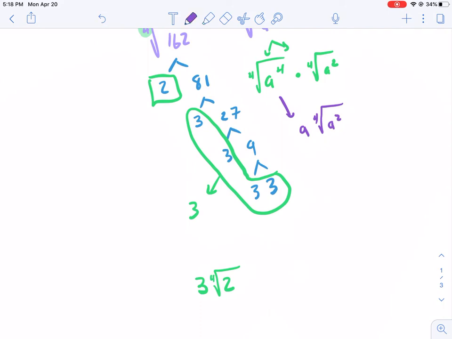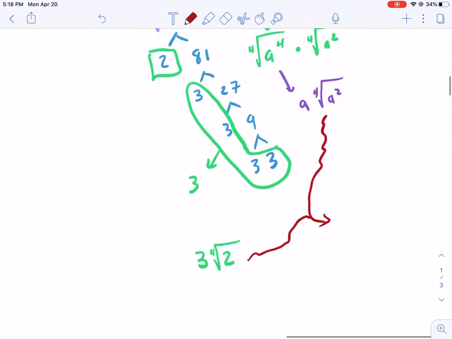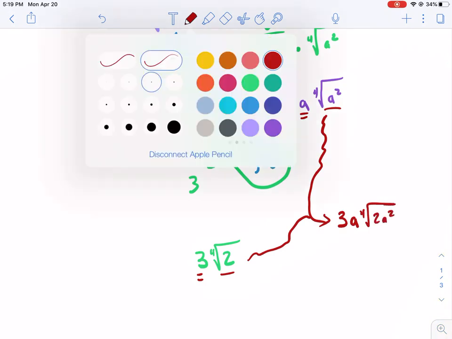Okay. All right, so we're going to combine these two now into one problem. Anything on the outside of the house, outside of the radical, we're going to combine by multiplying, 3a. Anything on the inside, we're going to combine by multiplying, so 4th root of 2a squared, and this is our final answer.